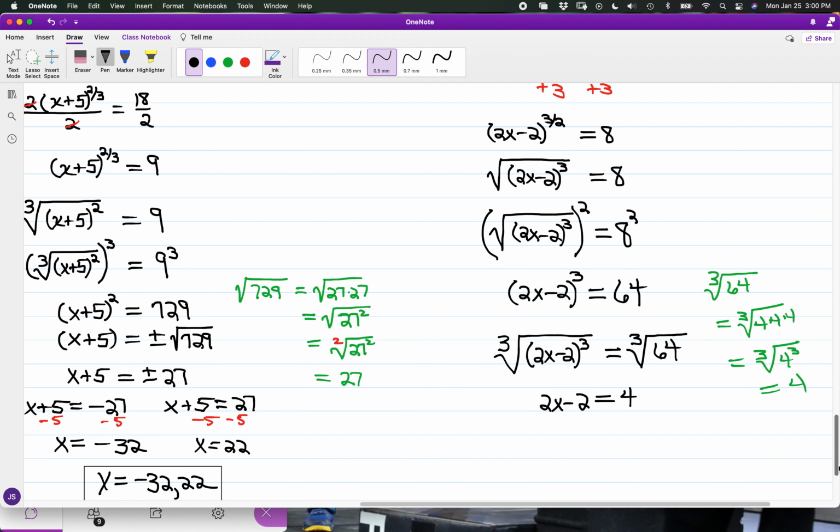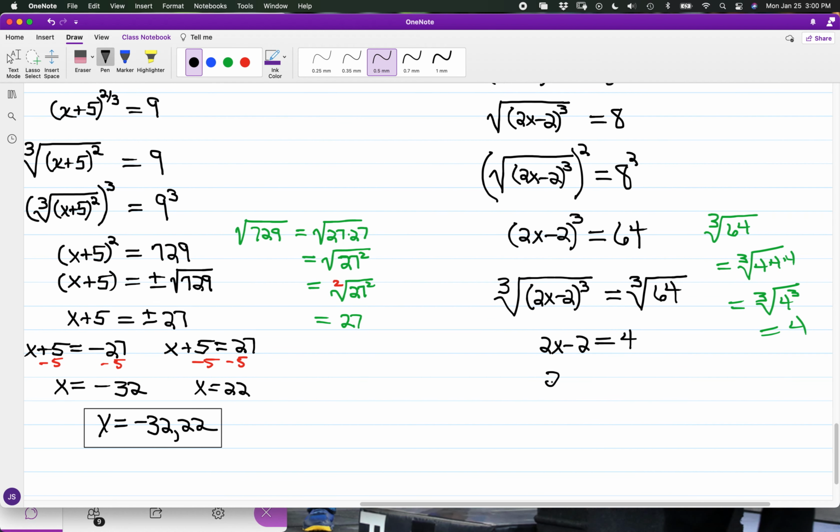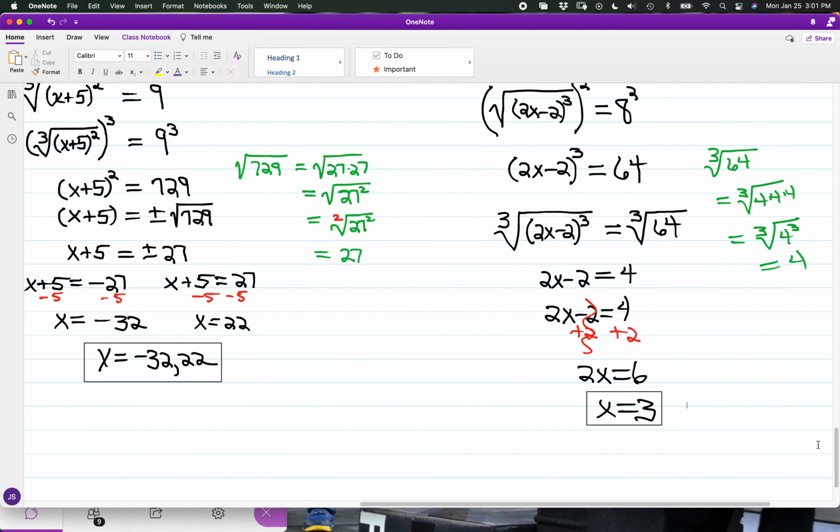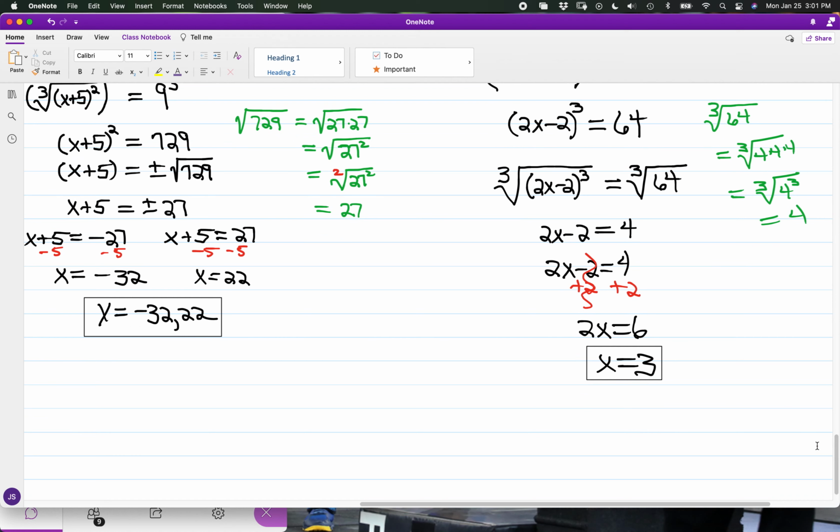And we have a two-step linear equation. So we have 2x minus 2 is equal to 4. Isolating the variable term by adding 2 to both sides, we have 2x is equal to 6. And with division by 2, we have that x is equal to 3. All right. For these items, we're working with the real number system exclusively.